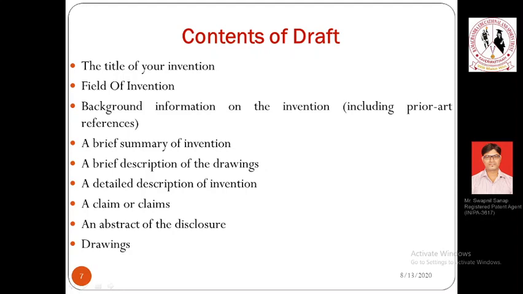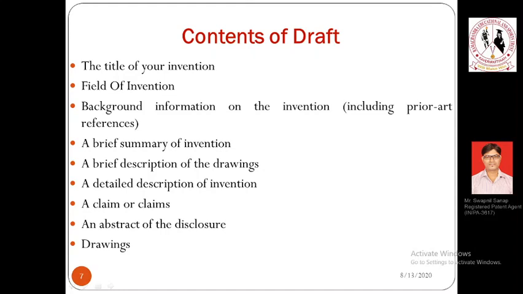Field of invention includes the domain or the specific technological field of the invention, and this needs to be written in a two-liner statement. For example, as I told you, the first line always indicates the broadest possible domain or field of the invention, and the second line clearly indicates the specific invention to which it is directed, right? So this is what the field of invention is about.